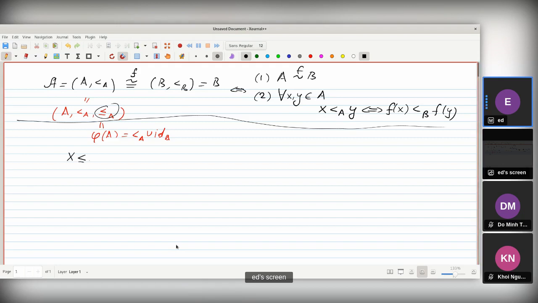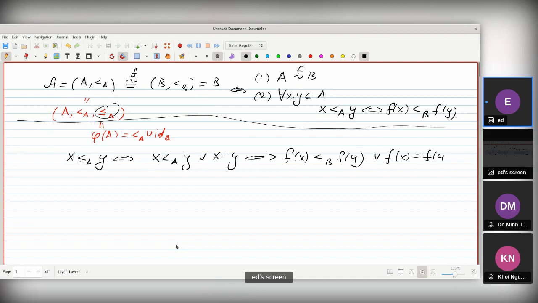Okay, if x is less or equal than y in A, that means that either it is less than y or these two elements are identical. But in the first case, we have f of x being less than f of y in terms of B. And if x equals y, then of course f of x equals f of y. But what do we need for the other direction? What if f of x equals f of y?